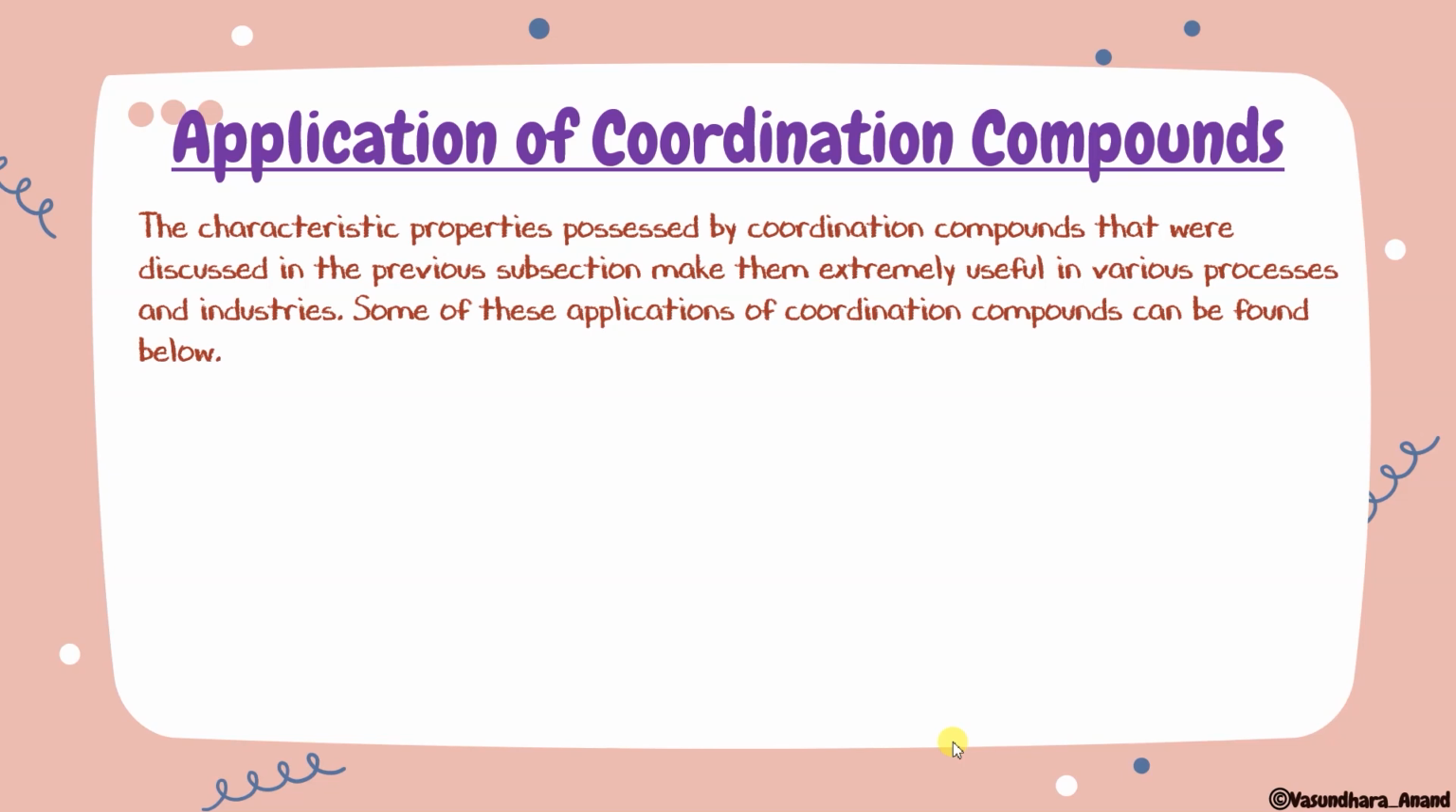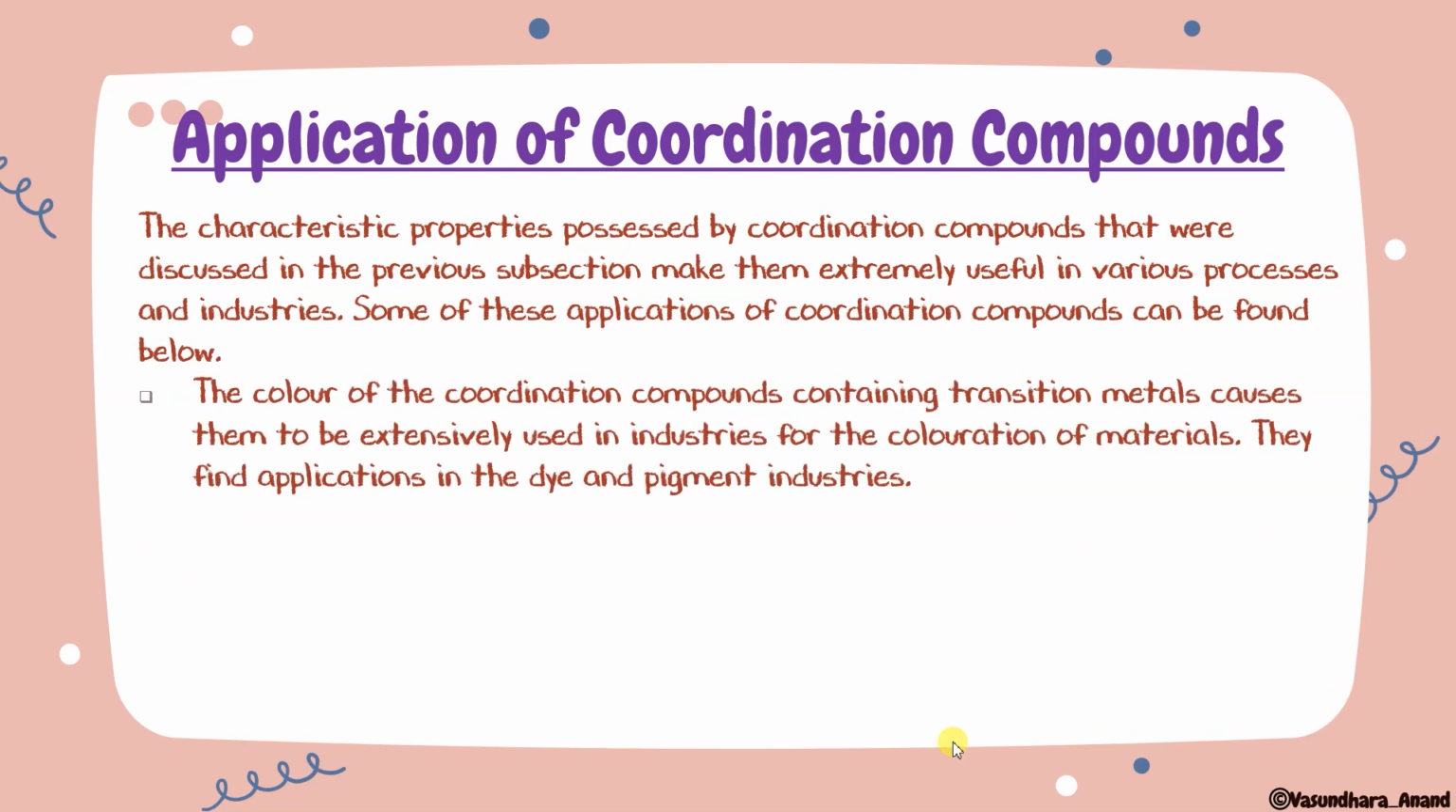The characteristic properties possessed by coordination compounds that were discussed in the previous subsection make them extremely useful in various processes and industries. Some of these applications are as follows. The color of coordination compounds containing transition metals causes them to be extensively used in industries for the coloration of material. There are so many transition elements used in paint and other coloration of materials. They find applications in the dye and pigment industries, like textile dye and paint industries.